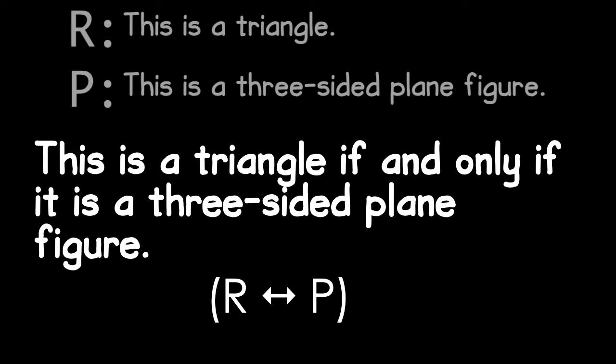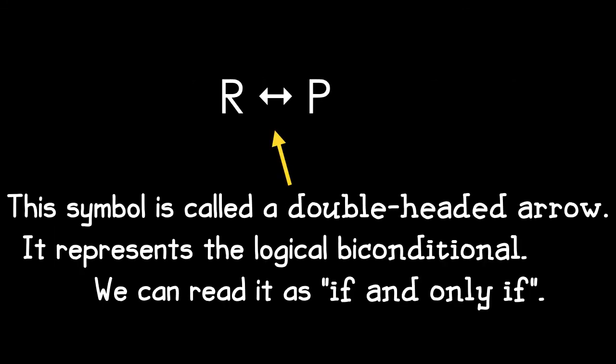And we can translate that as P arrow R and R arrow P. However, if and only if is a common expression in mathematics, so it's traditional to add an additional symbol. So to say this is a triangle if and only if it's a 3-sided plane figure, we use the double-headed arrow and say R if and only if P. The symbol is called a double-headed arrow. And it's like the regular arrow, but it works in both directions. It represents a logical biconditional, which is like a conditional, but it's bidirectional. We can read it as if and only if.